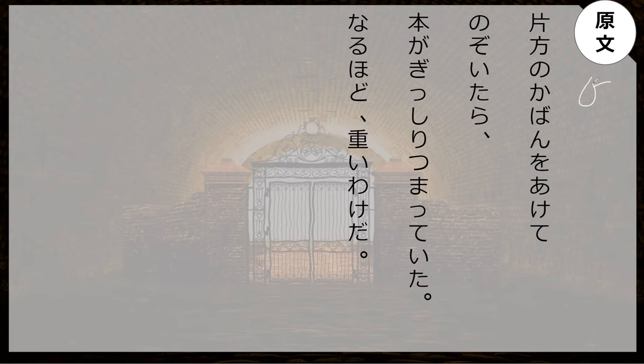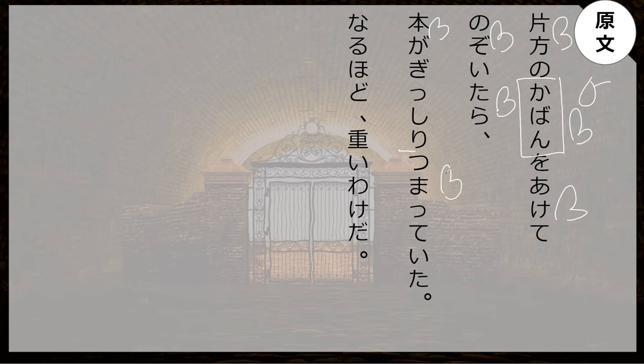So let's go read the sentence. Wakeda. Katahō no kaban o akete nosoitara hon ga kitchiri michiri tsumatte ita. Naruhodo, omoi wake da.